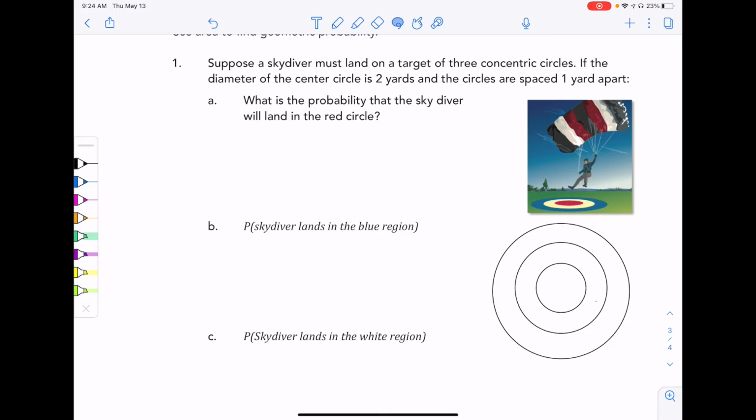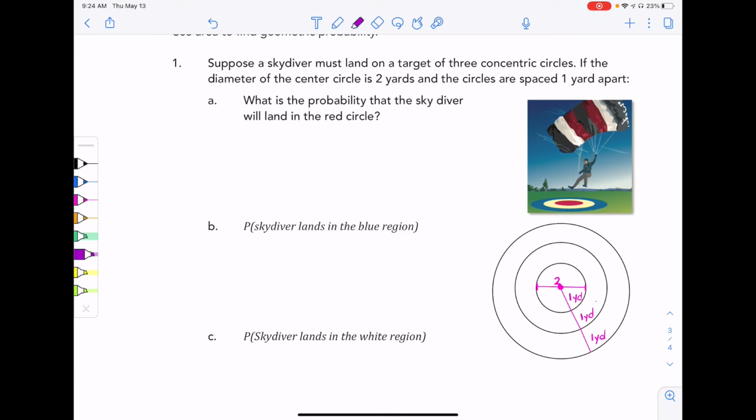All right, the directions say that the diameter of the center circle is 2 yards. So the diameter is from one side to the other, and it's 2. But then it said the circles are spaced 1 yard apart. Okay, well, if the diameter of the first circle is 2 yards, that means the radius is 1 yard. And then for the next circle, 1 yard apart, and for the next circle, 1 yard apart.